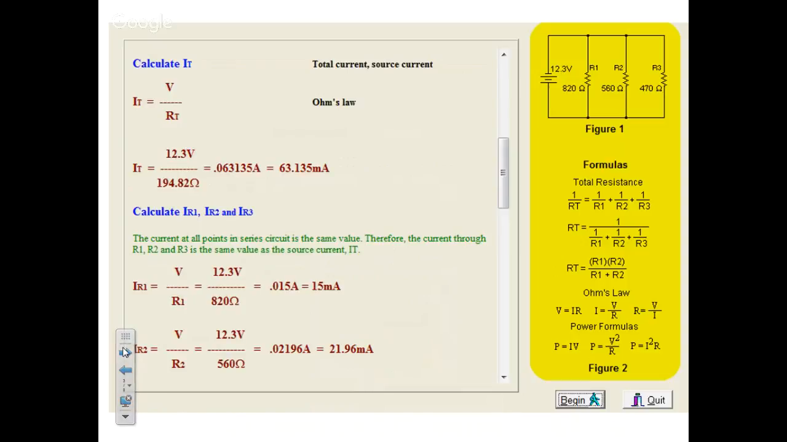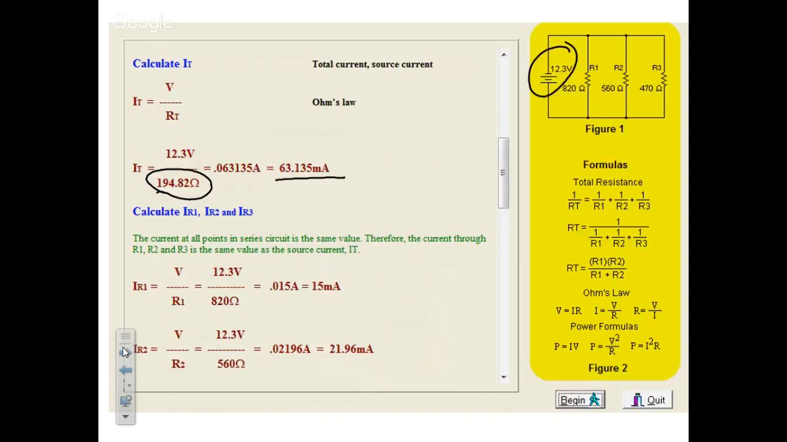All right, so what we need to do in this example is, our voltage is given, so that's going to be our constant. When we pick our Ohm's law formula, let's try to pick one with voltage in it. So we know what RT is and we know what V is, so now we can simply use Ohm's law to calculate current, okay? So we have 12.3 volts given right here, divided by RT, which we calculated earlier, and that gives us 63.135 milliamps.